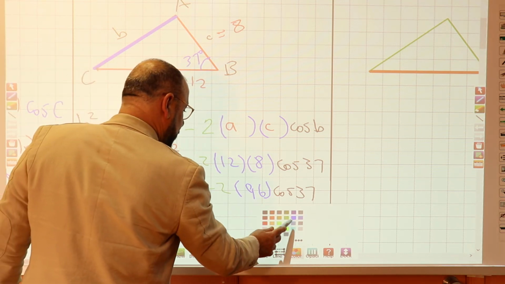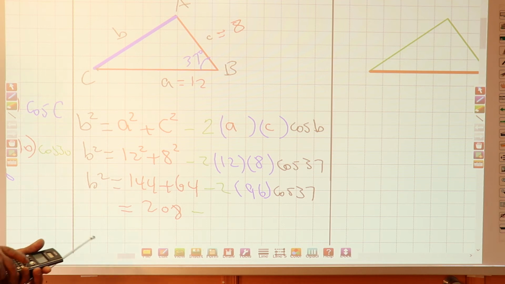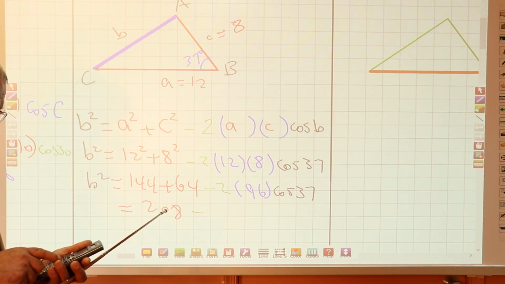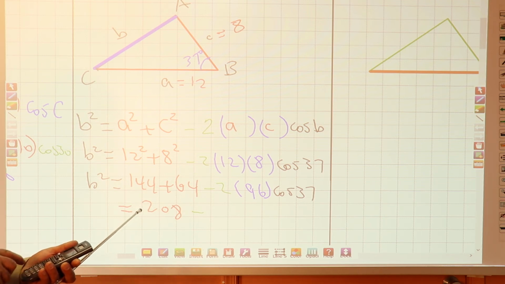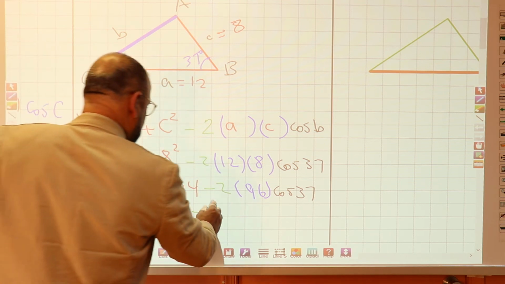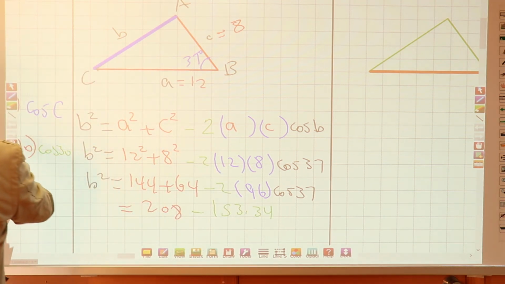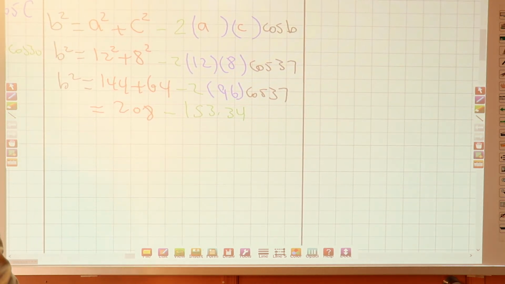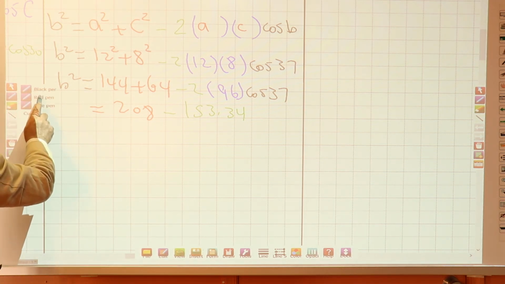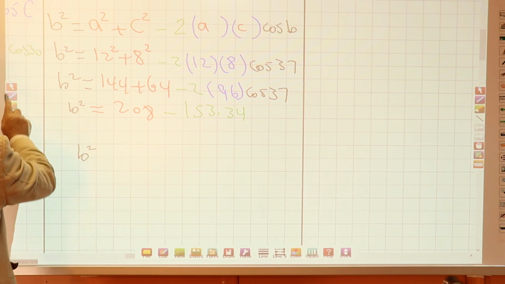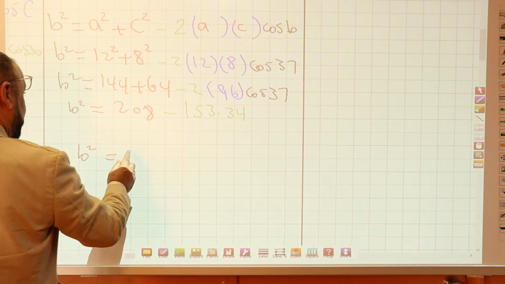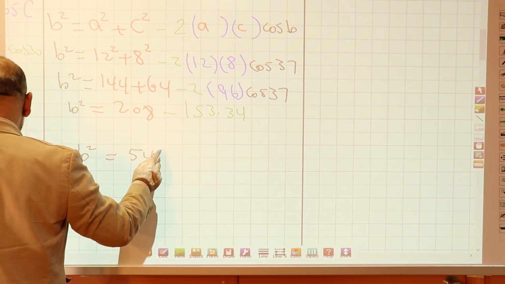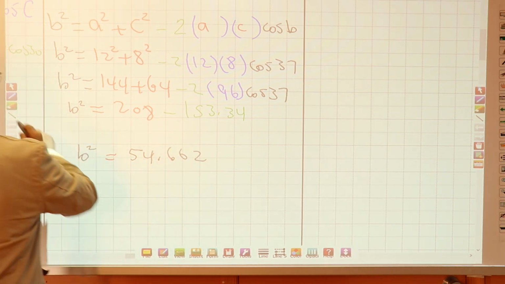Now, for the second part, I'm going to use my calculator to multiply 2 times 96 times cosine 37. All this equal 153.34. Okay, is that clear? Now the last step is B square. B square equal 208 minus that number, 54.662. I'm rounding my numbers.